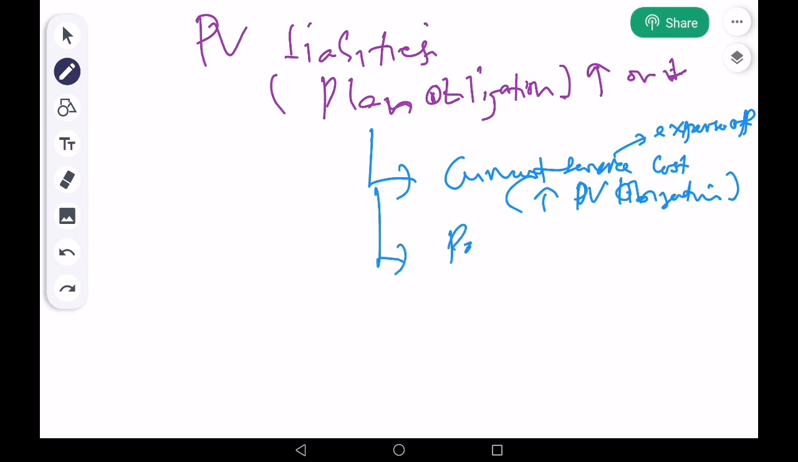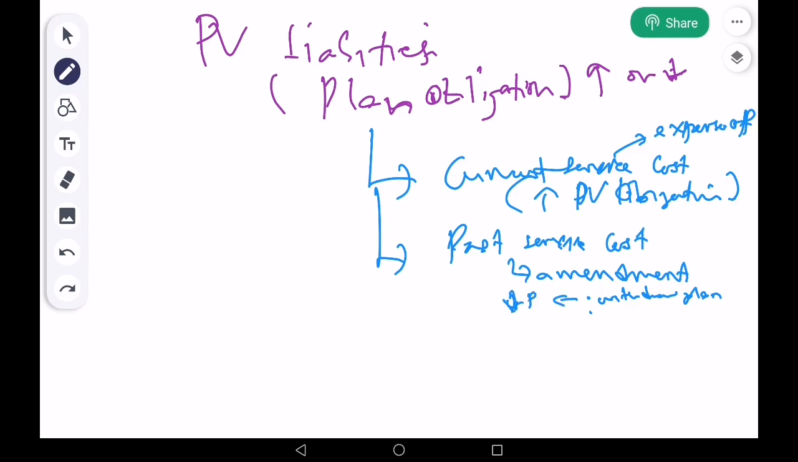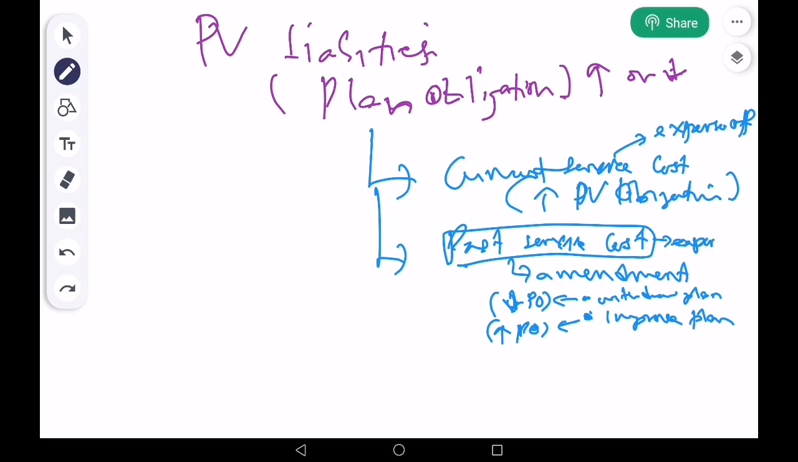How about the next one, past service cost. Past service cost is about amendment. Either you withdraw from the plan, in which case you will reduce your plan obligation, or you improve the plan, which can increase your plan obligation, because when you improve the plan, you give more benefit to your employees. Remember, class, past service costs also need to be expensed off. Class, remember, you need to know when the past service cost is amended, because it will affect your interest.